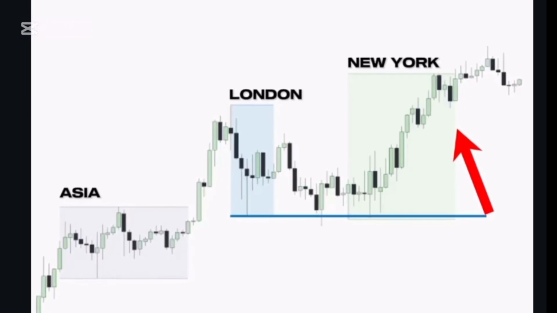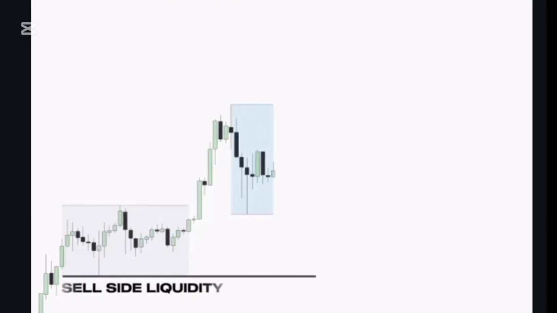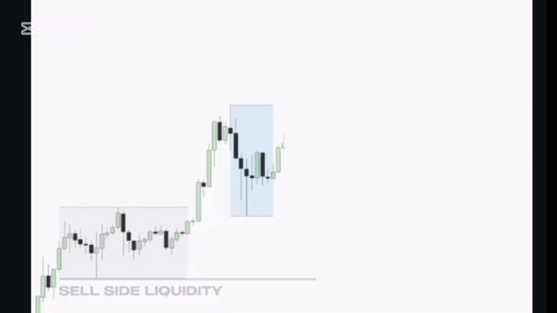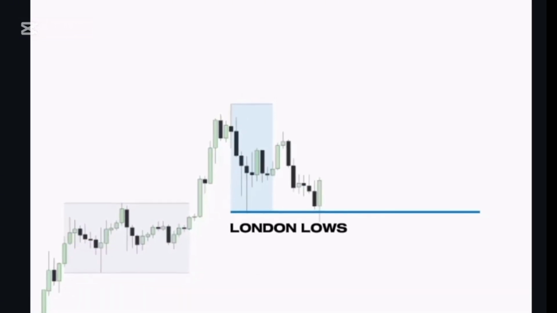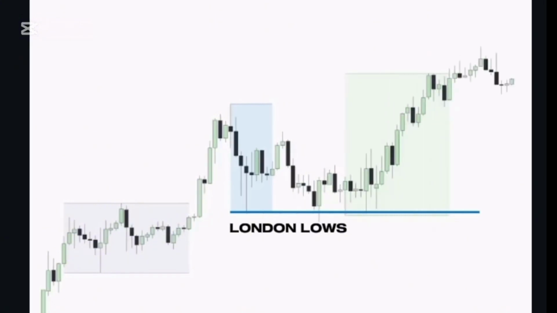Here's an example on NQ. Here we have Asia session, which consolidated before price continued into London session without taking any sell-side liquidity in Asia. Price then pre-New York came back to liquidate London lows before giving the move of the day. Let's have a look at the next day.